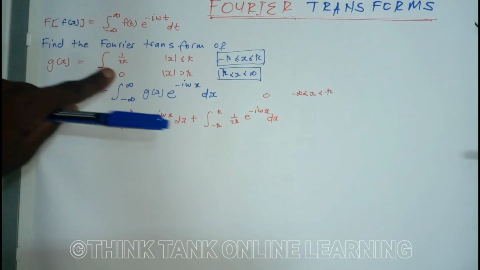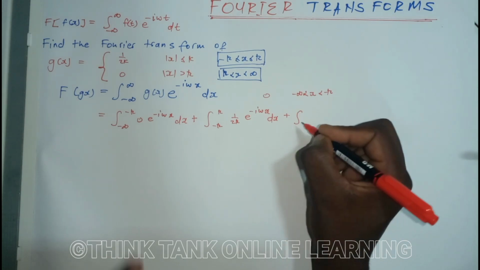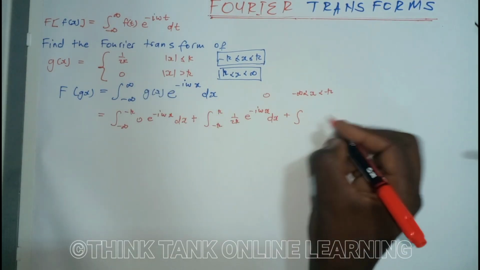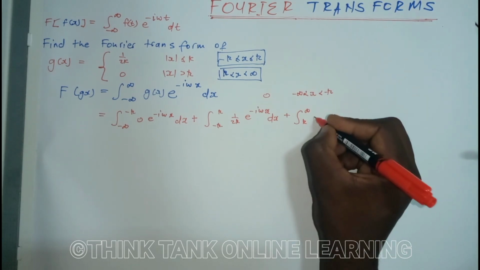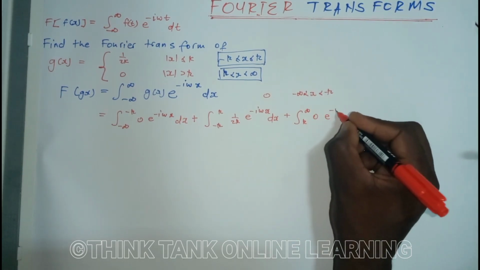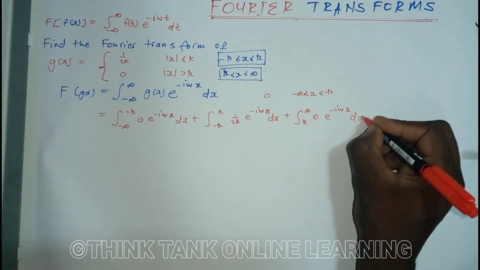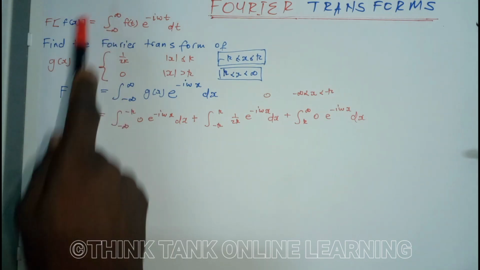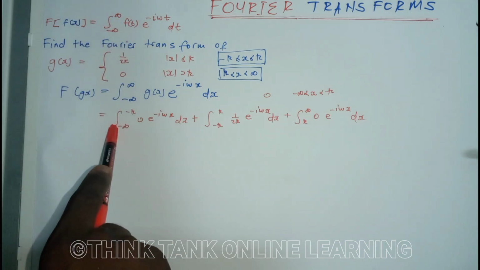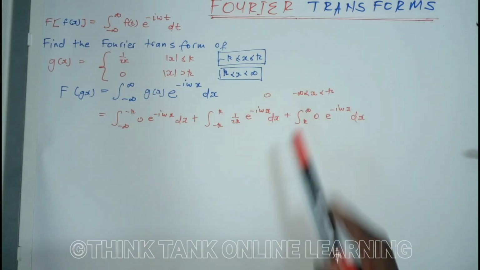Now we want 0. We have to include 0, and 0 ranges from k to infinity, so we're going to say 0 times e to the power negative i omega x dx, like this one. As you can see, the range of our integral is from negative infinity to positive infinity.